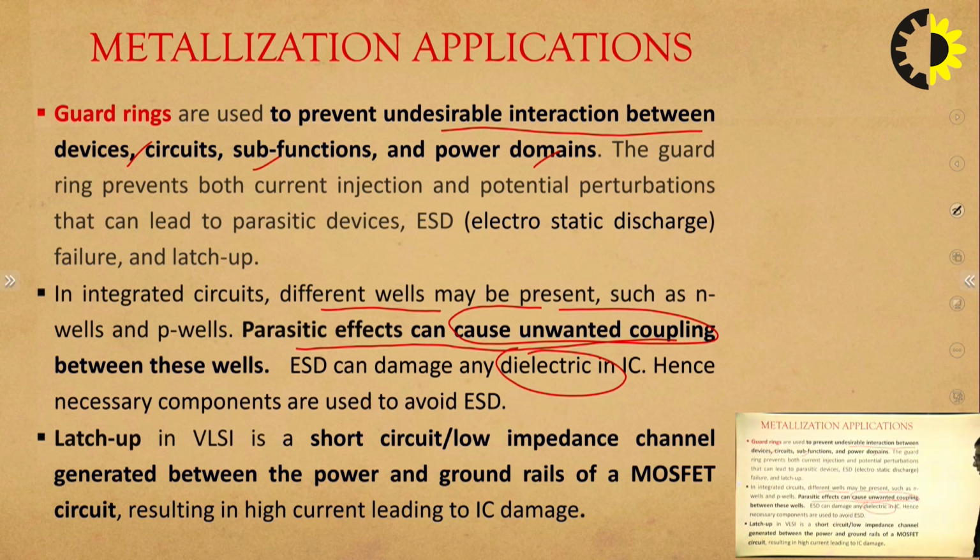Now, another important parameter is latch up, which is basically a short circuit between the power and the ground rail. And if there is a connection between the power and the ground rails, then it can lead to damage of the circuit. So this kind of latch up, an undesired connection between the power and ground, should be avoided, and it can be avoided using guard rings.